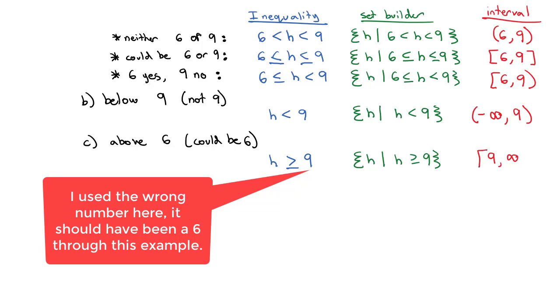Because I can be equal to 9, we'll have a square bracket on that, but we can't be equal to infinity ever, so infinity always gets a curved bracket.